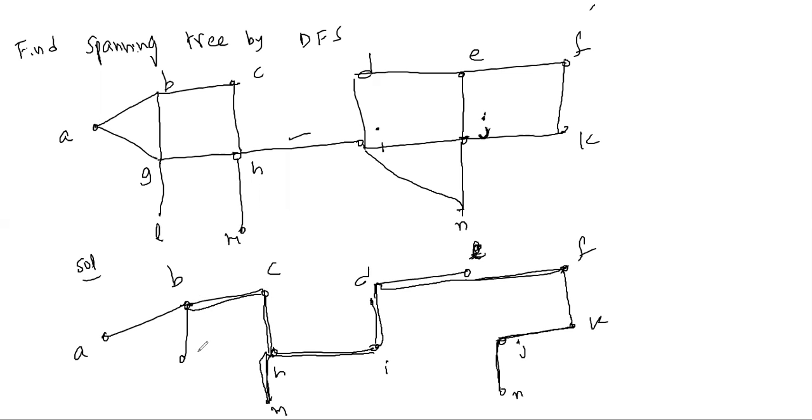Yes, G wants to be covered. Next, you can cover L. Okay, this covers all the vertices and there is no loop. Therefore, this is a required spanning tree.